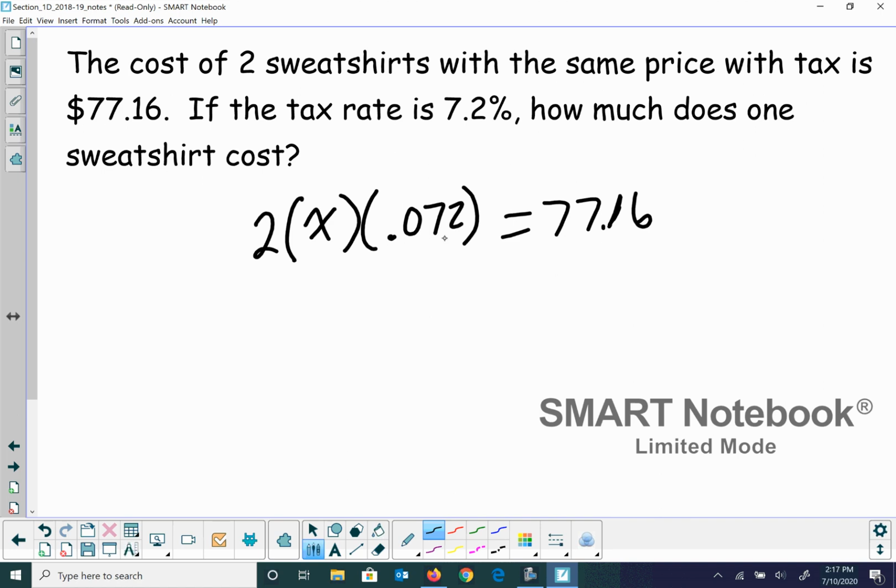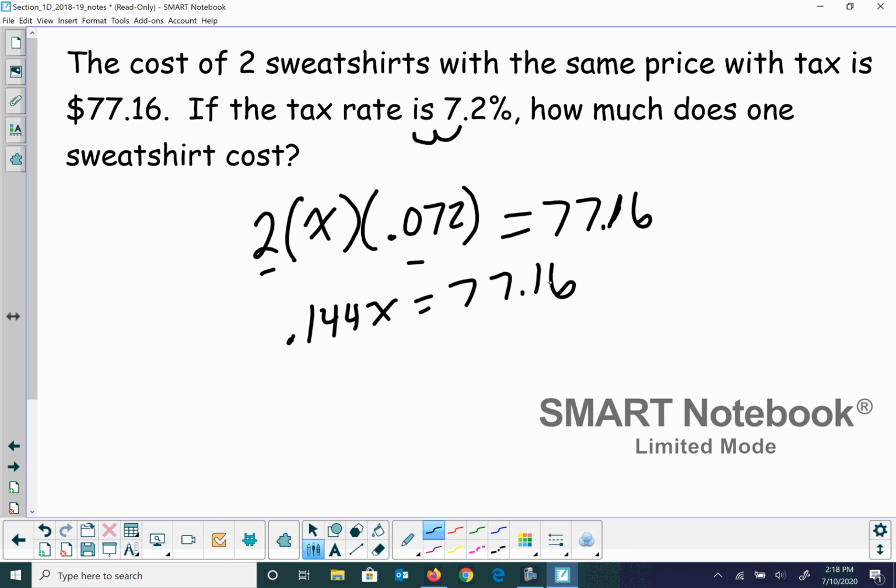I'm going to change 7.2 to 0.072. What we did is we just moved the decimal twice to the left to get rid of that. There's a couple of ways we could go through this. Let's go ahead and combine the 2 times that. So 2 times 0.072 is 0.144x equals 77.16. Because there were 2 shirts, we still paid that same tax.